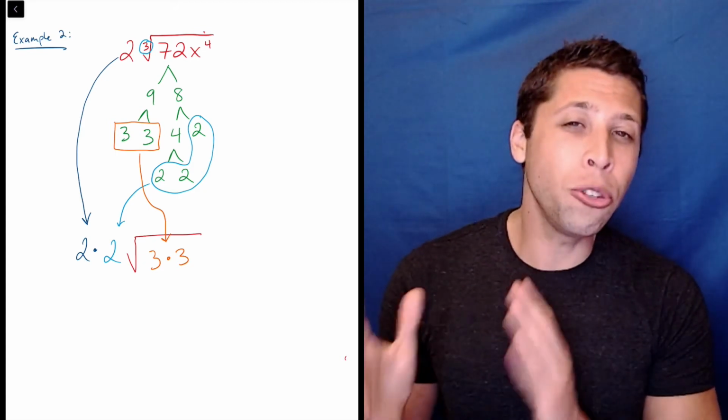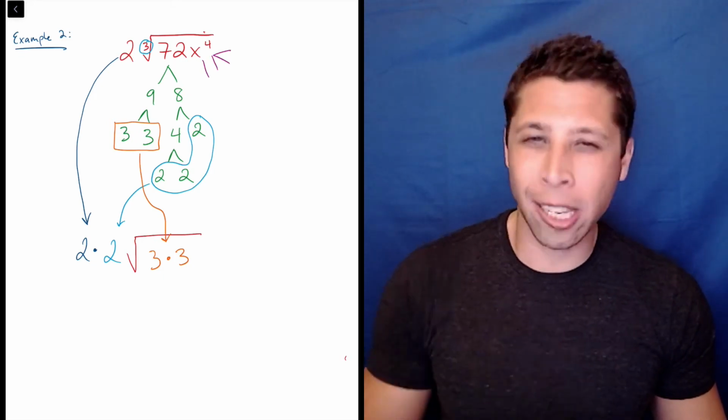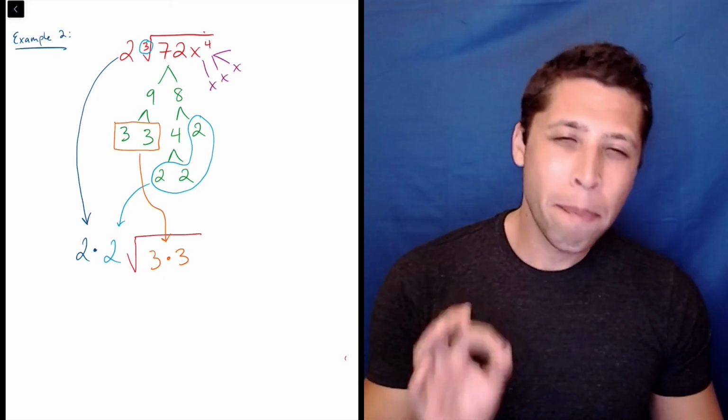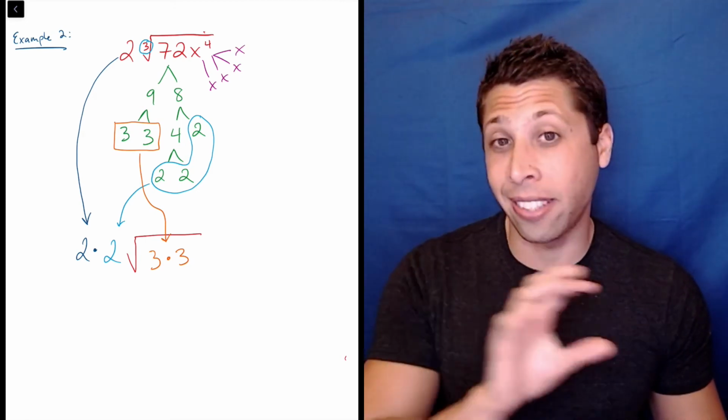We can also do this prime factorization with the x to the 4th. We need to remember what exponents actually mean. Basically, x to the 4th means that we are multiplying 4 x's together.